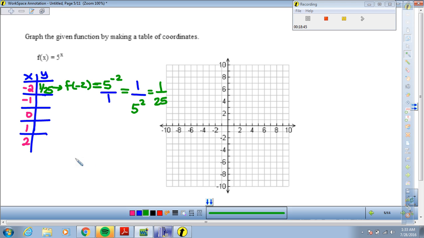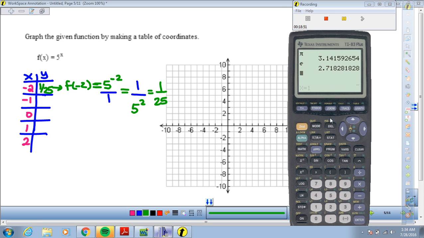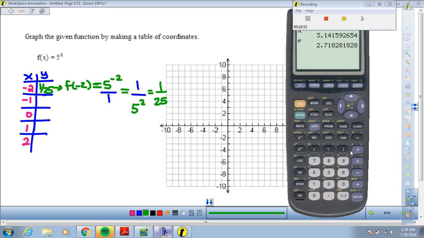And how am I going to plot that? What is 1 over 25? Well, you could use the calculator to change that number into a decimal. It would be 0.04. If I go to my table and look for -2, look at the y value, which is right there. But we need to know how to deal with the negative exponent.